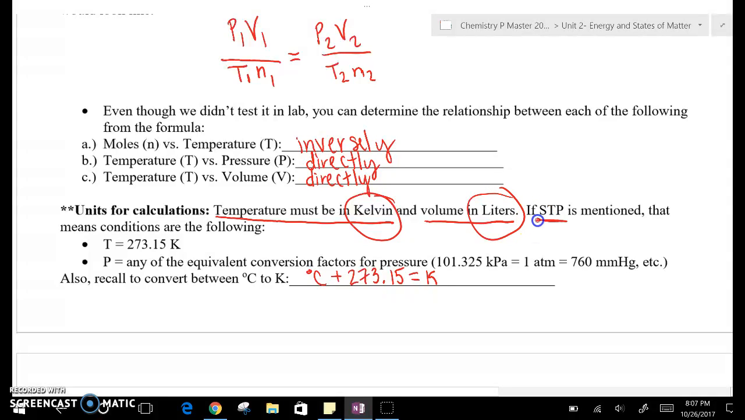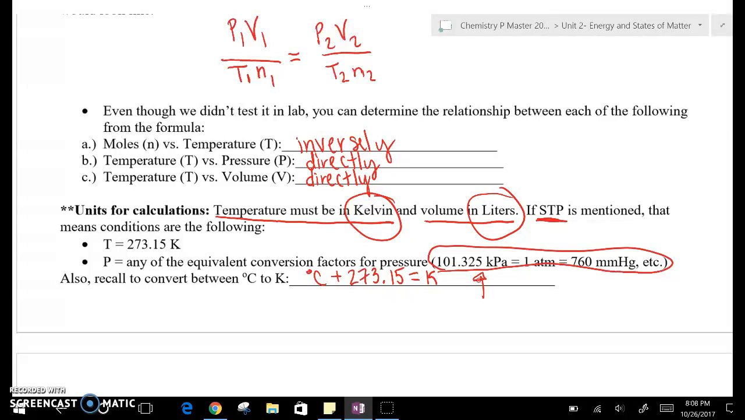And sometimes you'll see this little STP thing. That means standard temperature and pressure, and there are certain conditions that go with that. So standard pressure is going to be any of those equivalent conversion factors that we already learned about. So you can pick your unit that you would like to use. In that case, kPa is slightly more preferred just because that's generally what people use.